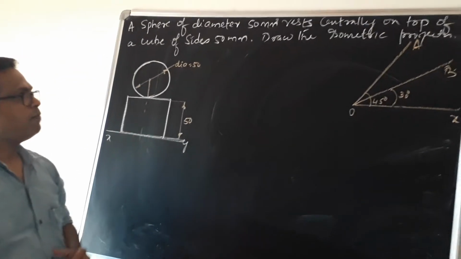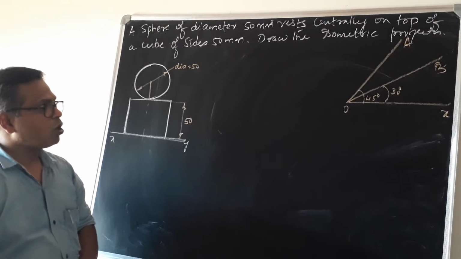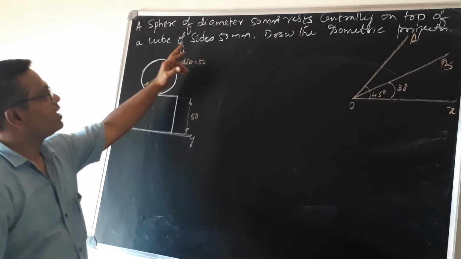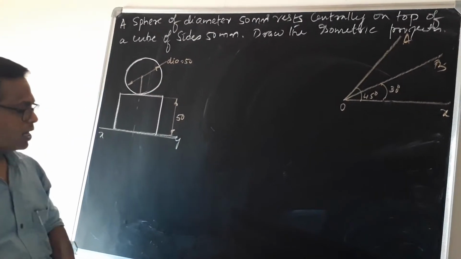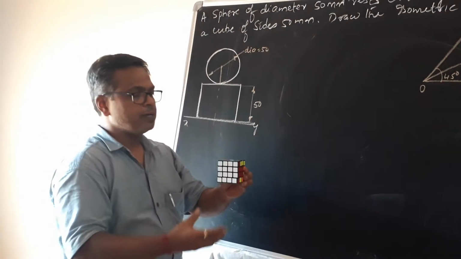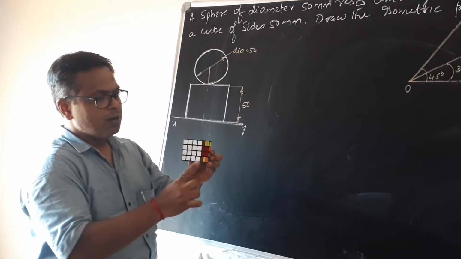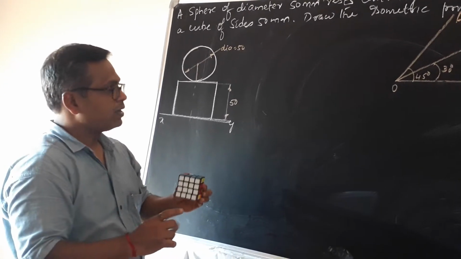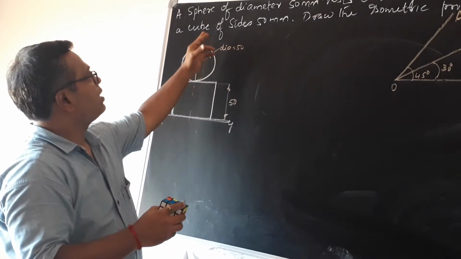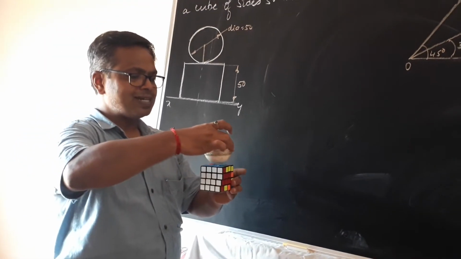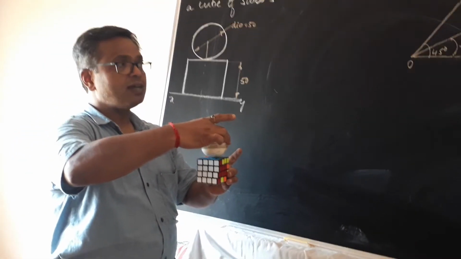By reading this problem, you can come to know that there are two solids placed one above the other. One is called a sphere, the other is called a cube. We have two solids here. One is a cube of base side 50 millimeter, 50 millimeter, 50 millimeter. Above that, we have a sphere of diameter 50 millimeter. It is placed centrally on the top face of the cube.